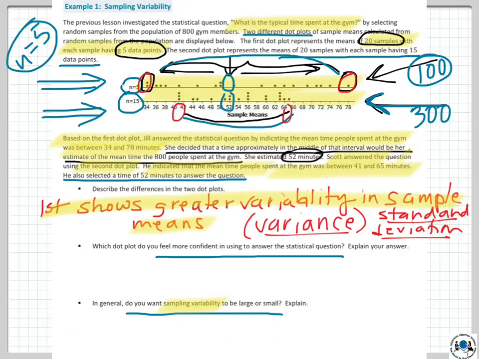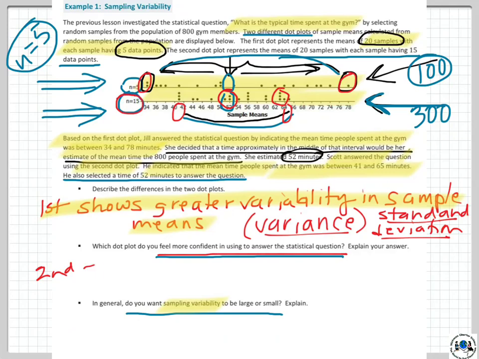Okay, so the second one, which dot plot do you feel more confident in? That's up to you, I guess. Very personal. I would have to say the second dot plot for me, because I feel a little more confident since they're more tightly clustered. I'm getting some clustering here and here, so I'm really starting to see that these are means of 20 different samples of 15. I also feel a lot more confident with having more data points.